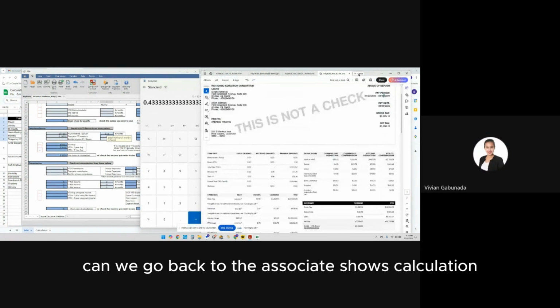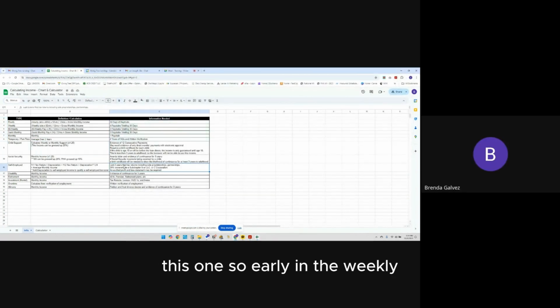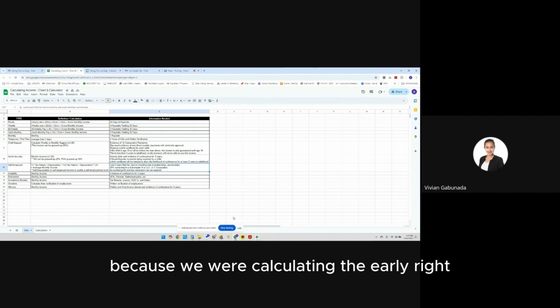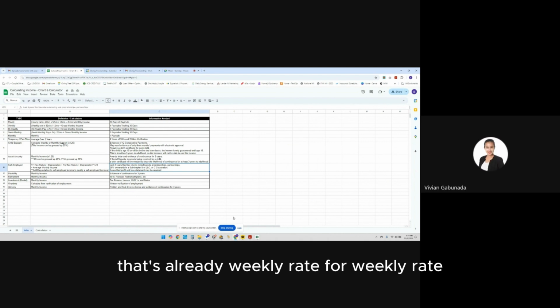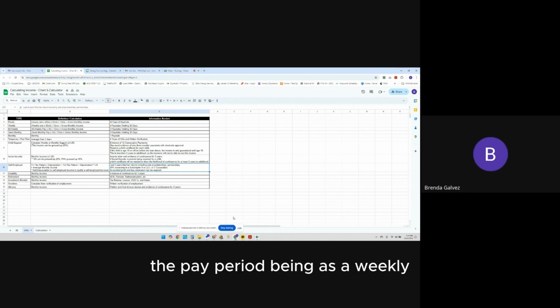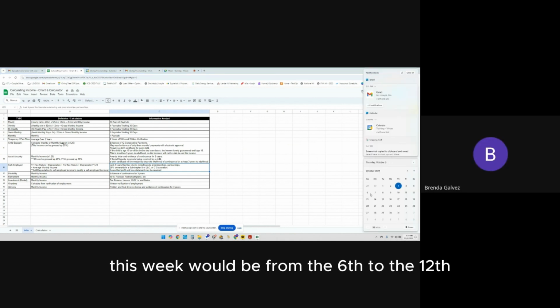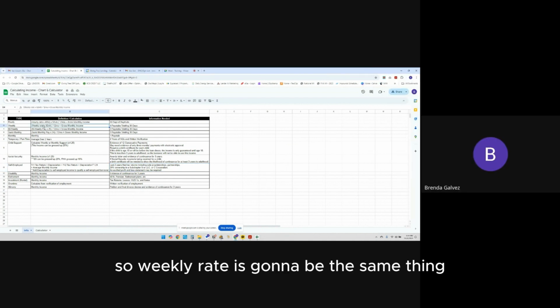Any questions so far? Let me go back to the Excel sheet that shows the calculation. So this one or this one? That one. So hourly and weekly, because we were calculating the hourly rate. Yes. The one that you have showed as an example, that's hourly. Weekly rate. Shall it show they are paid weekly? So the pay stub is going to show the pay period being weekly. So, for example, this week would be from the 6th to the 12th. And how about the weekly rate? The weekly rate is going to be the same thing.